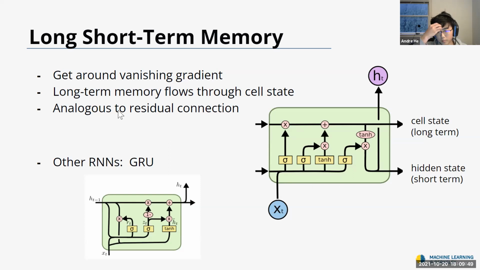And if you remember from convolutional neural networks, this is very much like residual connections, where we make a connection between the neurons that skips layers, which allows it to retain information across these long-range dependencies.